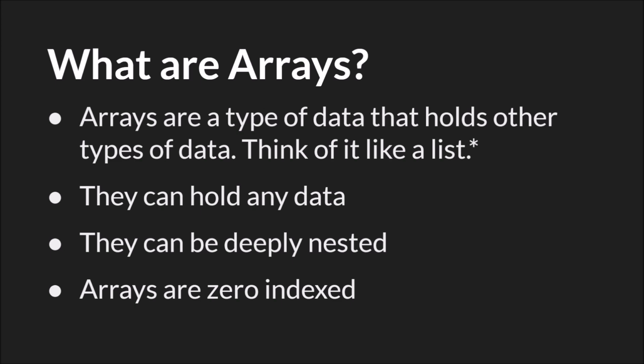Arrays are also zero indexed. Arrays start with zero. They go zero, one, two, three. And what this means is that an array with a length of 5 has indexes between 0 and 4. An array with a length of 10 would have indexes between 0 and 9. An array with a length of 1 would have only one index, and that index would be 0.